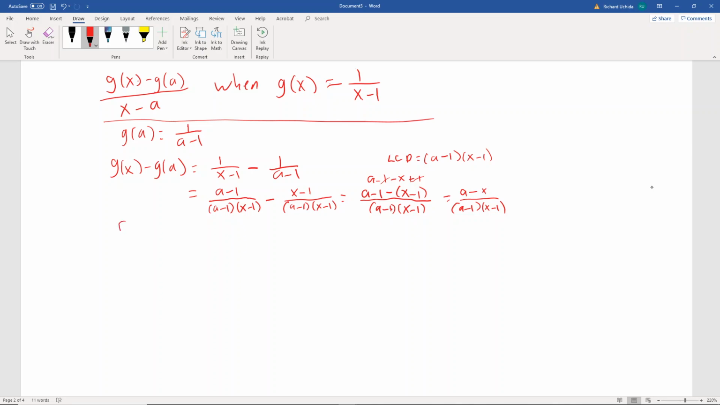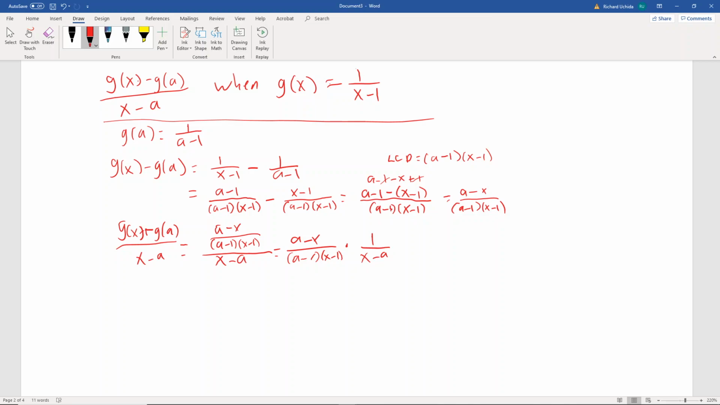We're trying to find g of x minus g of a divided by x minus a. So that would be, take what we just got, divided by x minus a. So we take that a minus x over a minus 1 times x minus 1, divide that all by x minus a. Now remember, dividing by x minus a would be the same thing as multiplying by 1 over x minus a. Just like dividing by 2 is the same thing as multiplying by 1/2, or dividing by 3, same thing as multiplying by 1/3. So dividing by x minus a is the same thing as multiplying by 1 over x minus a.